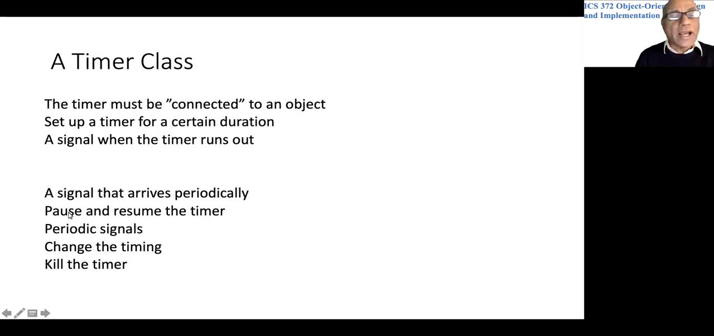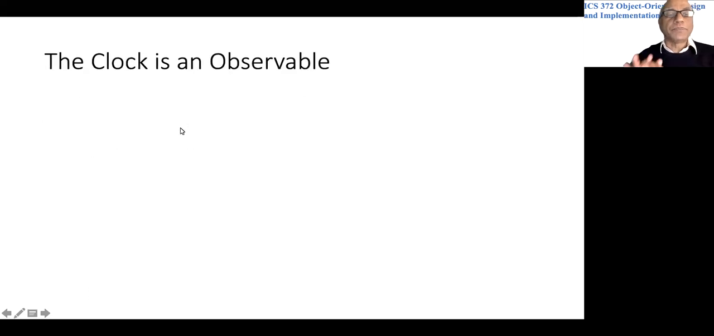It would be nice to have a way to pause the timer and resume it. We might want to change the timing value. For example, we might want to add 10 seconds to the timer. There should be a way to kill the timer in the middle if you don't need that anymore. So those could all be extra stuff that we might want to have in a timer, but we certainly need these 3 things.